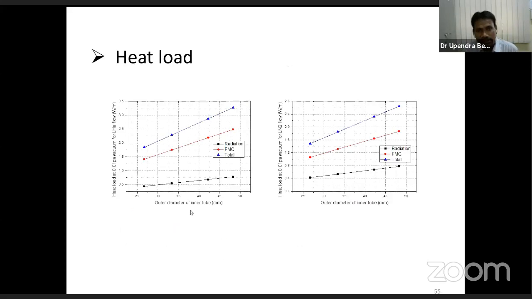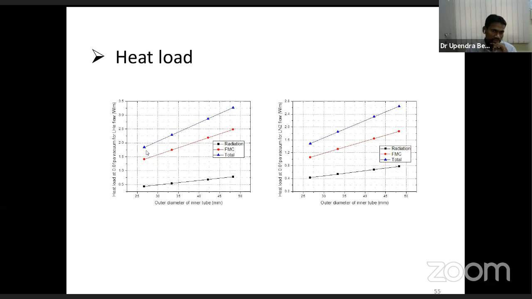So then we have also calculated the heat load to the 3-meter flexible transfer line. You can see here, this is the radiation heat transfer, and this is the free molecular conduction, and combining these two we get the total heat load. This is for 0.01 Pascal vacuum.